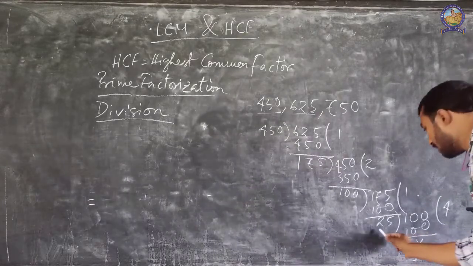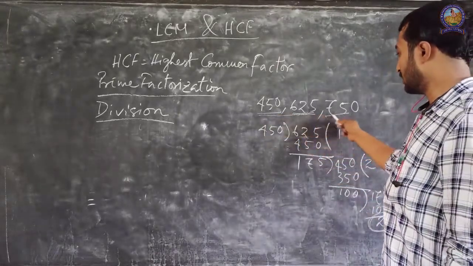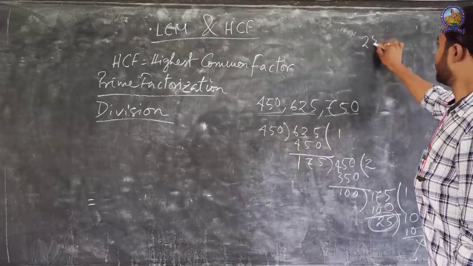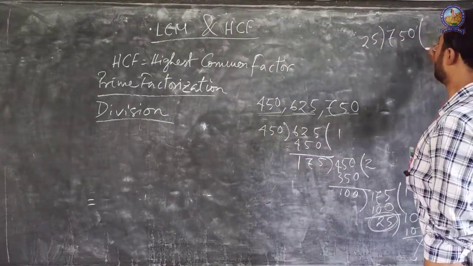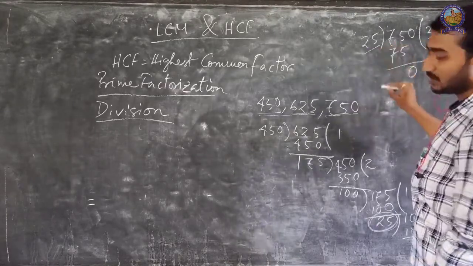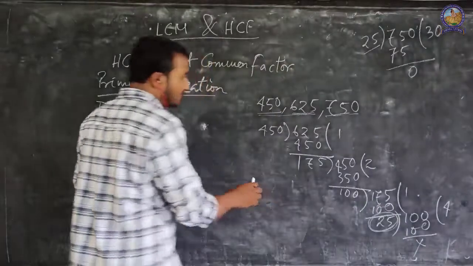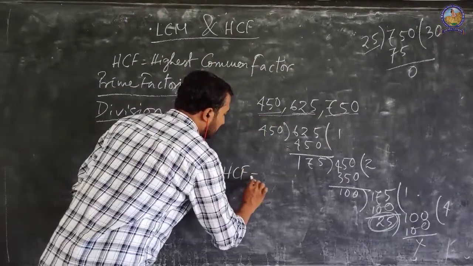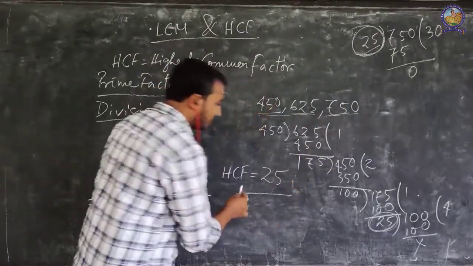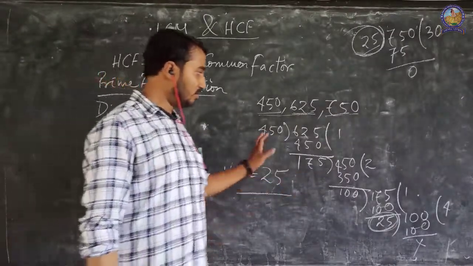Now we will stop. Now this is the common divisor of these two numbers, but we have another number. So we have to divide this number with this number again. 25 3s are 75 and 0. So this is the divisor of this number also. So now we can say the HCF of these three numbers is the last divisor, that is 25.